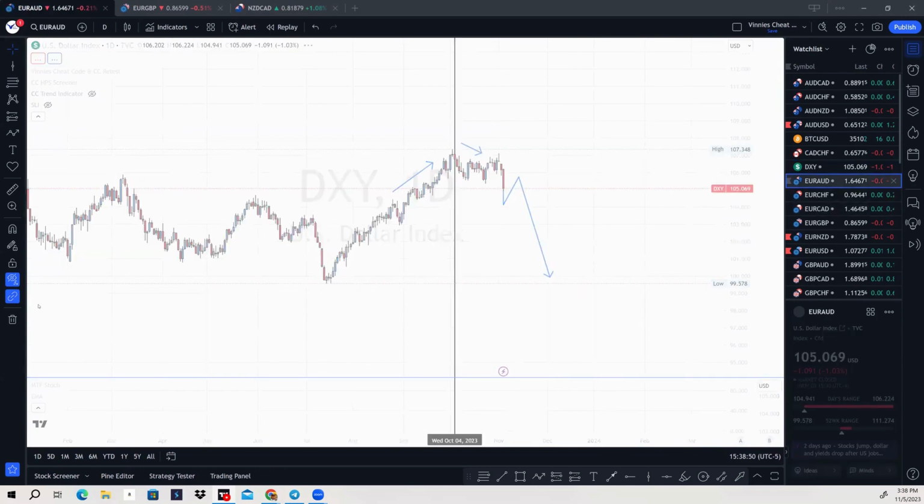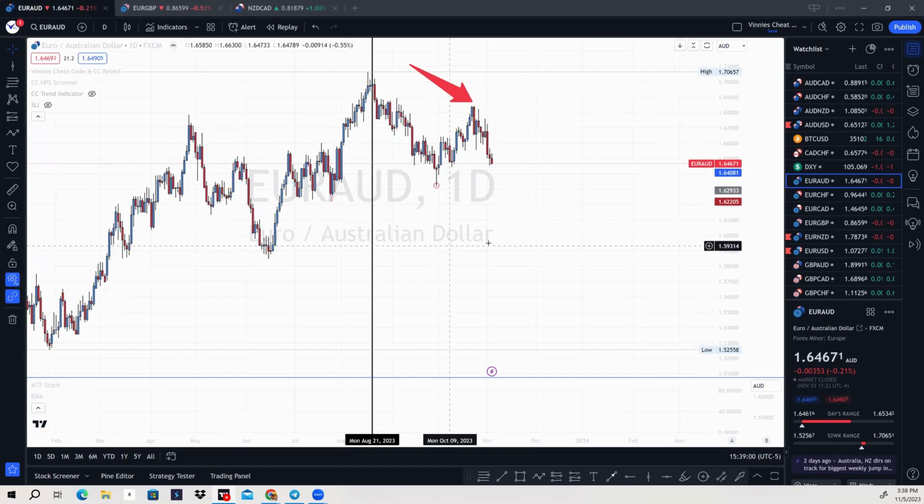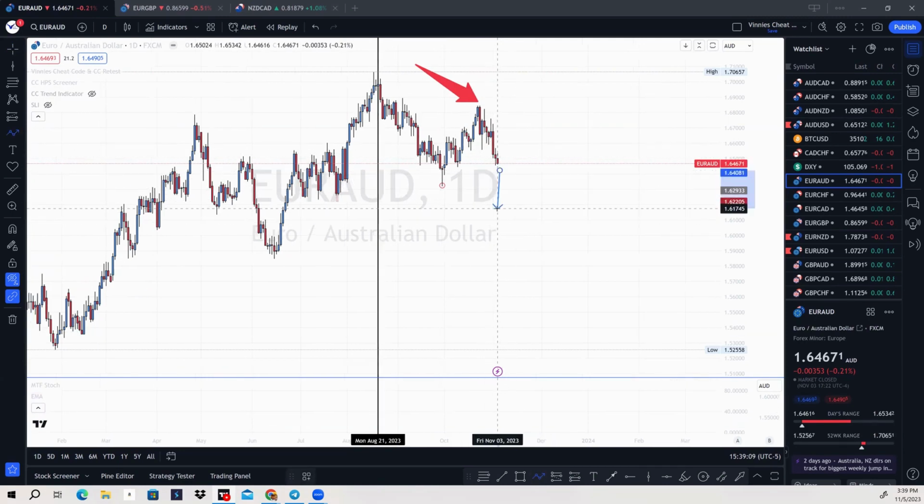Euro AUD, same exact scenario. This side was bullish, came to this side. Market structure is telling us that price has created a lower high. So we have a high, we have a low, lower high, and now we're looking for price to create a lower low, break this previous low here. Once it does that, we can definitely expect a pullback for price to continue lower on Euro AUD. Okay, so that is how we make trading easy.